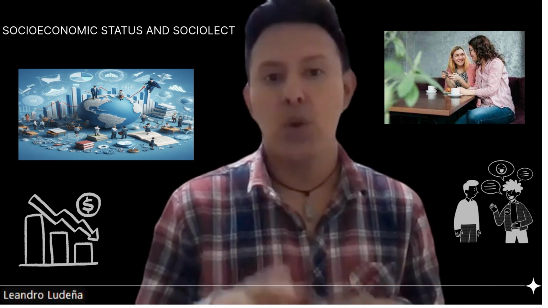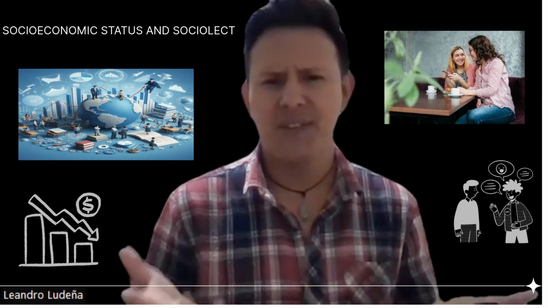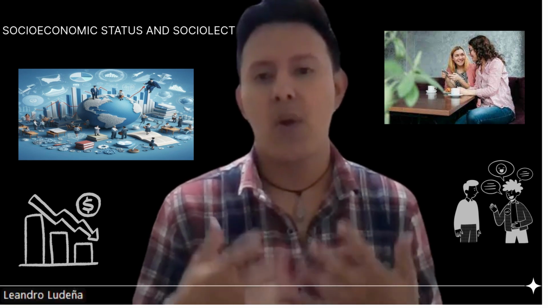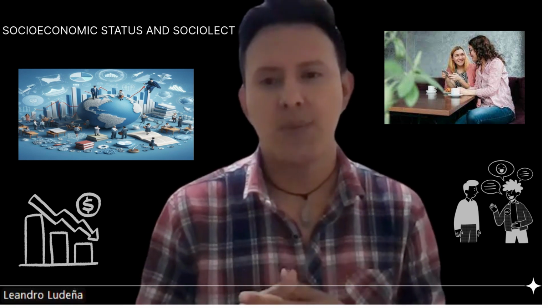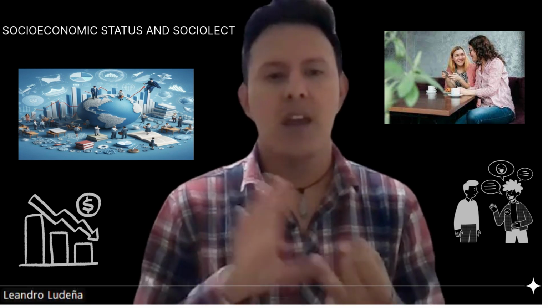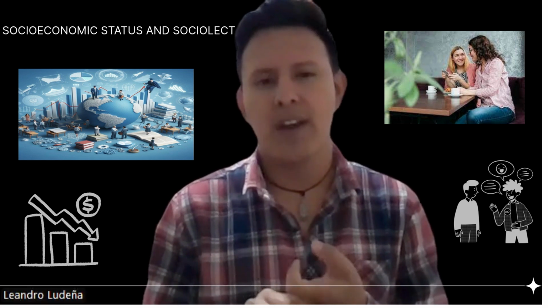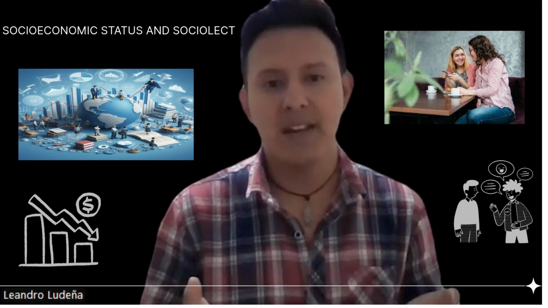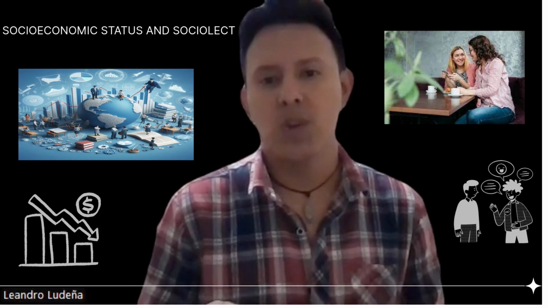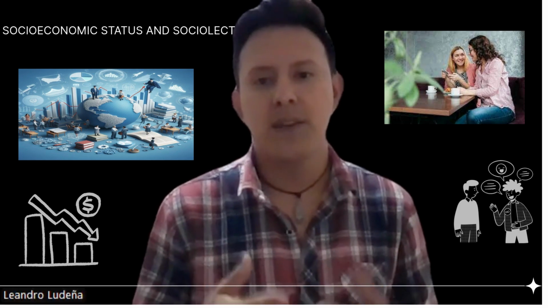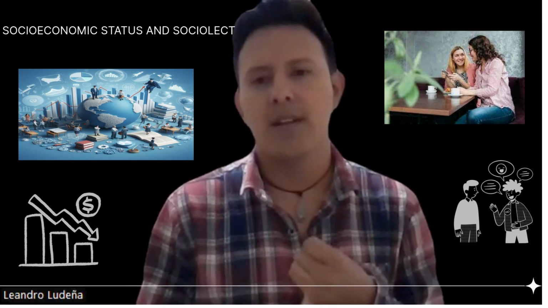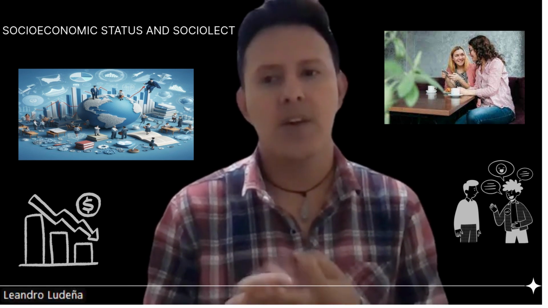Now, sociolect. Sociolect is the way people speak according to their social groups. Each group has its own words, expressions, or ways of speaking. In the classroom, this means that students may speak differently with their families, friends, or communities.